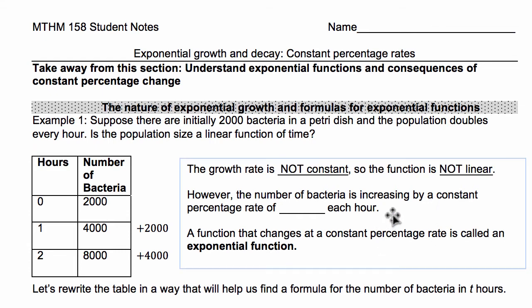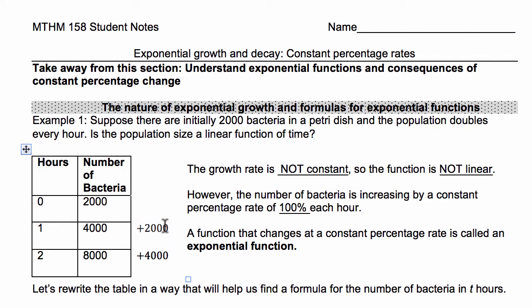However, the number of bacteria is increasing by a constant percentage rate of 100% each hour. 100% is the percentage increase because we added 2,000, or 100% of what we had the first hour, and 4,000, or 100% of what we had the second hour. In general, to get the next function value, we add 100% of the previous function value. A function that changes at a constant percentage rate is called an exponential function.